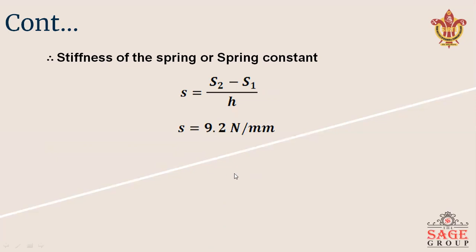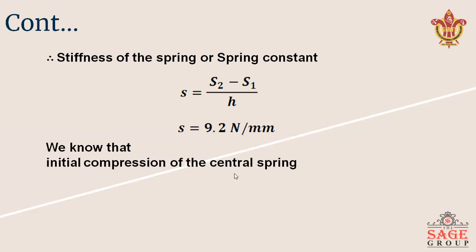Now we have to calculate the initial compression of the central spring. The initial compression of the central spring is equal to the spring force at minimum speed divided by the spring constant, that is S1 upon S. So the initial compression of the central spring is equal to 61 mm.